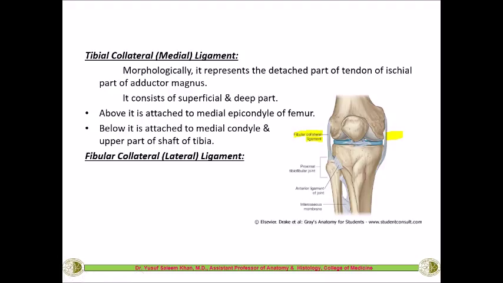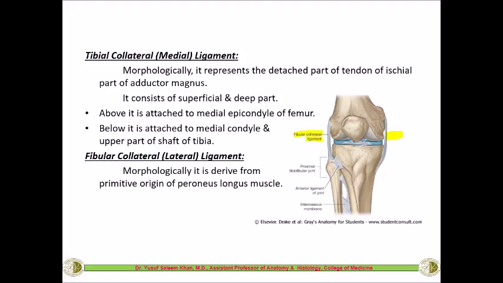Coming to the next ligament, that is the fibular collateral ligament. You can see on the other side, on the lateral side, this is the ligament. This is called the fibular collateral. The tibial collateral ligament will be on the medial side, and the fibular collateral ligament will be on the lateral side where the fibula is present. So that's why it is called the fibular collateral ligament.